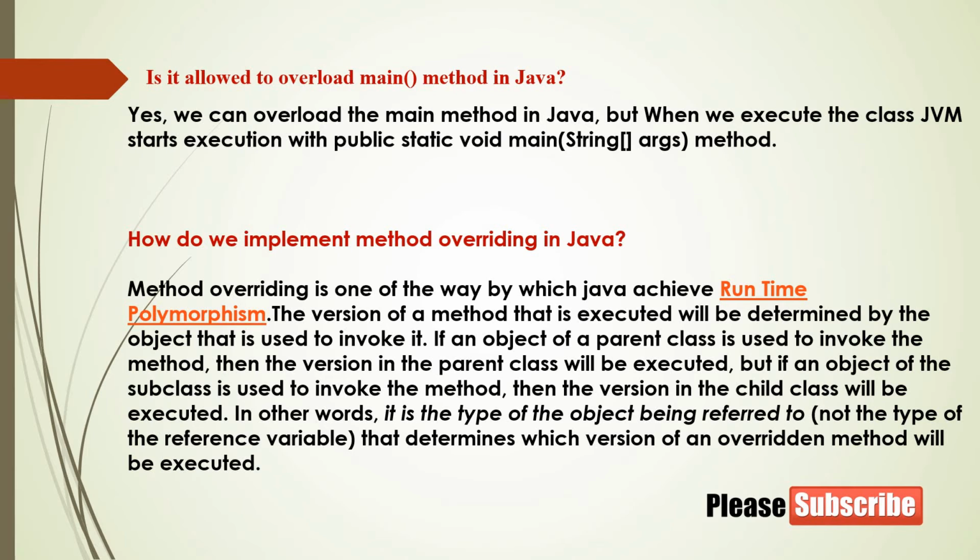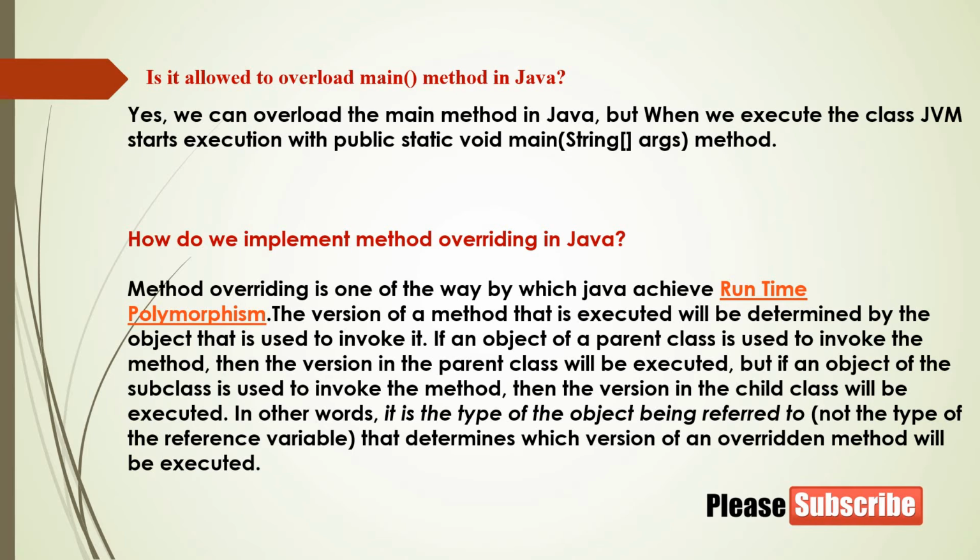In other words, it is the type of the object being referred to, not the type of the reference variable. That determines which version of the overridden method should be executed. So you will be overriding the same method which is present in your parent class, in the child class. But how will it vary? Based on the object creation.